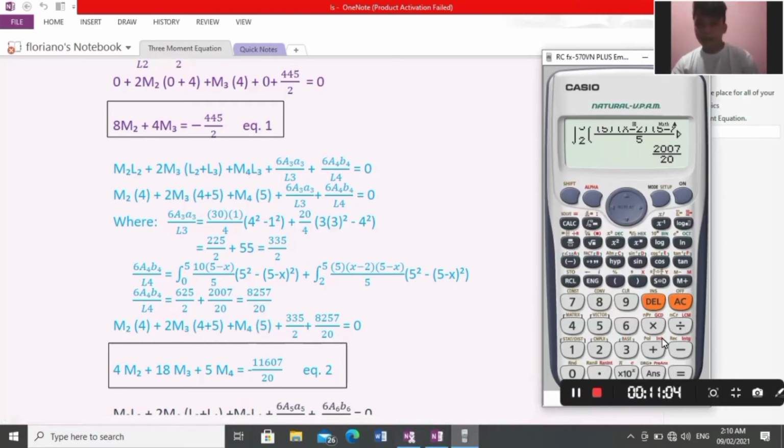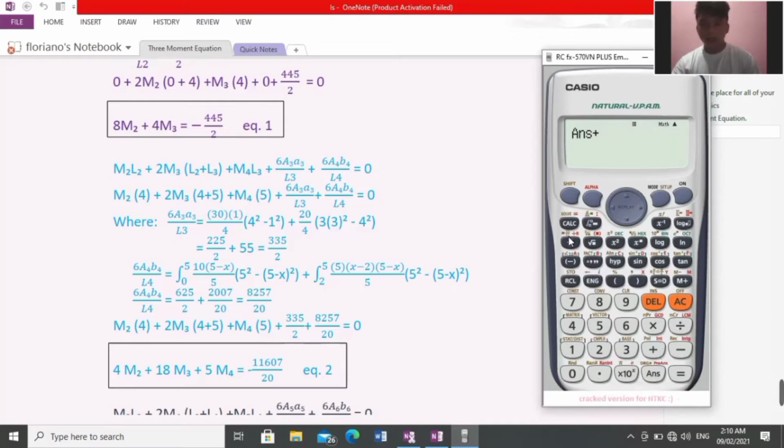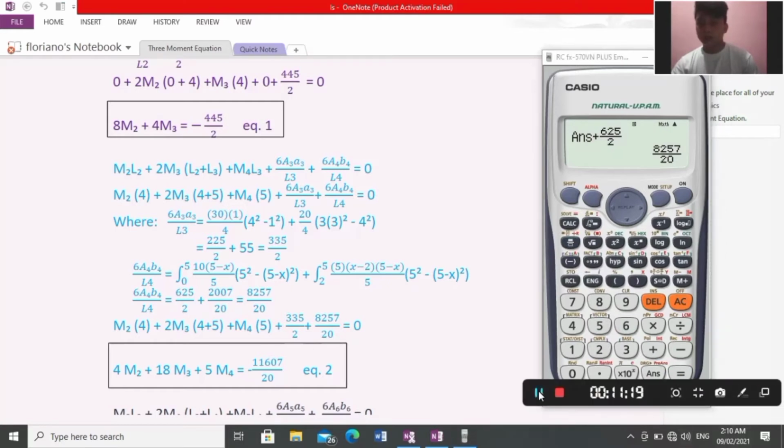So, i-add na lang natin yung nakuha nating sagot dito sa una. So, 625 all over 2 is equals to 8,257 all over 20. So, nakuha na natin yung moment factor sa right span.